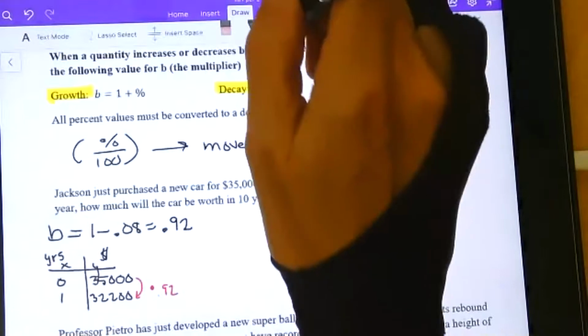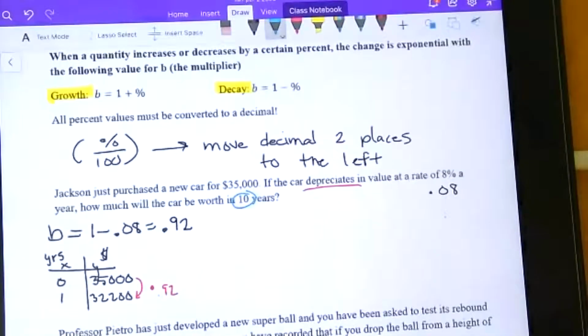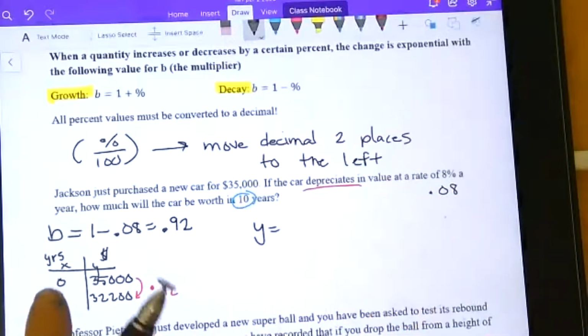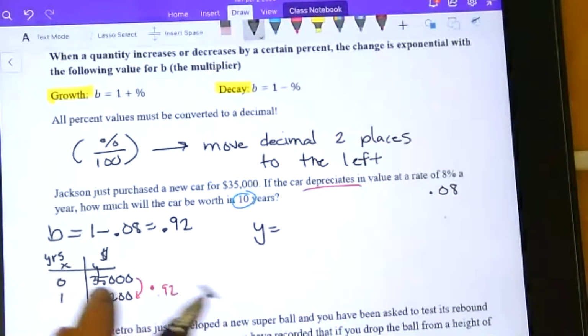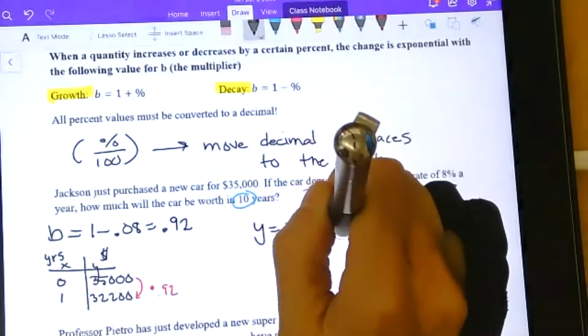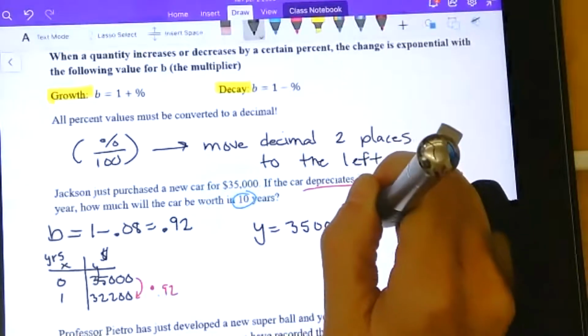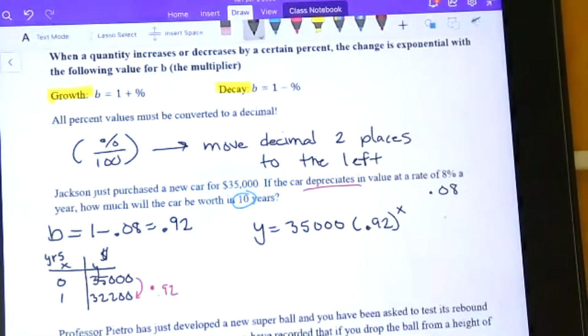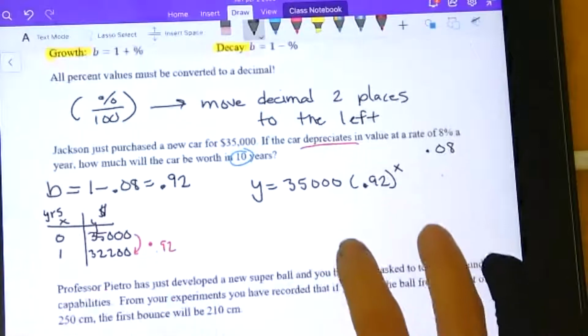Of course, you don't want to do that 10 times in the table. It's better to write an equation. Okay. The y-intercept, the initial value, is $35,000. The multiplier is 0.92. And X is the number of years. So his car is going to depreciate 10 times in the next 10 years.